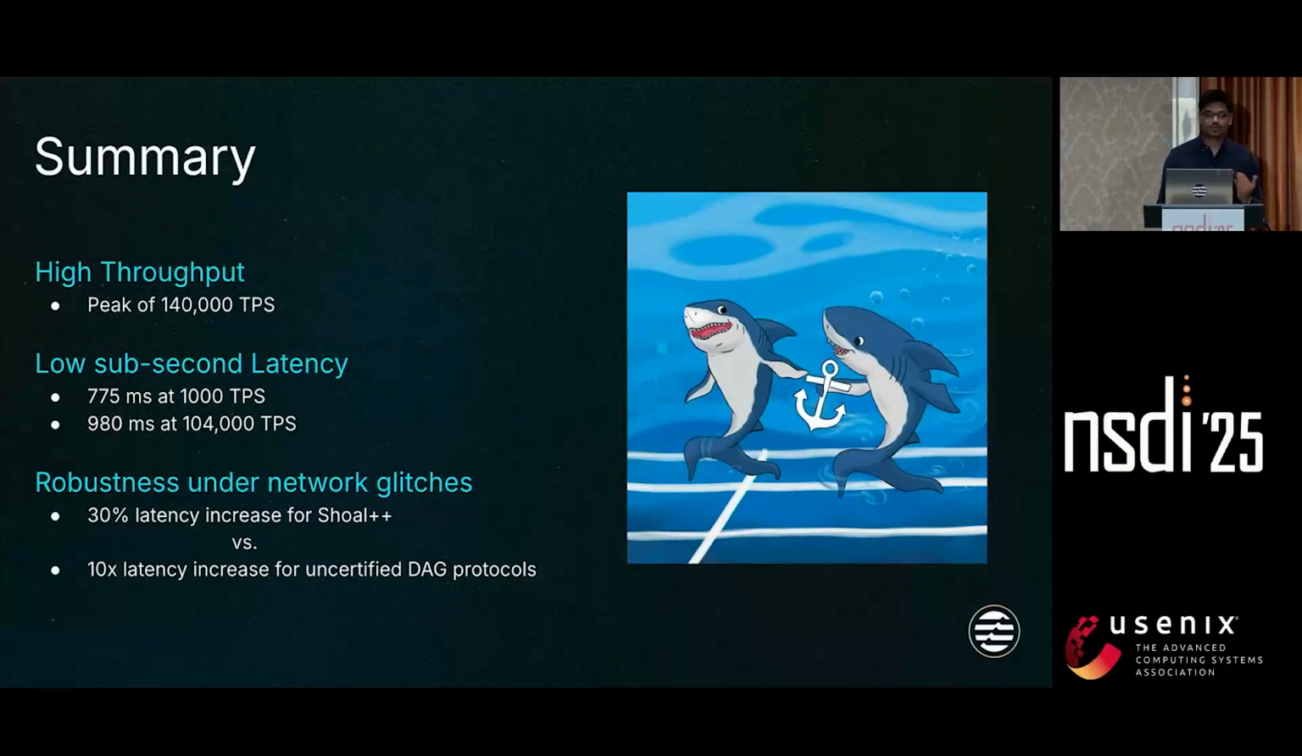So in summary, Shoal++ is a high throughput protocol with up to 140,000 plus TPS. And it has very low sub-second latency, 775 milliseconds at 1000 TPS and about 980 milliseconds at 100K TPS. And it's also robust under network faults.